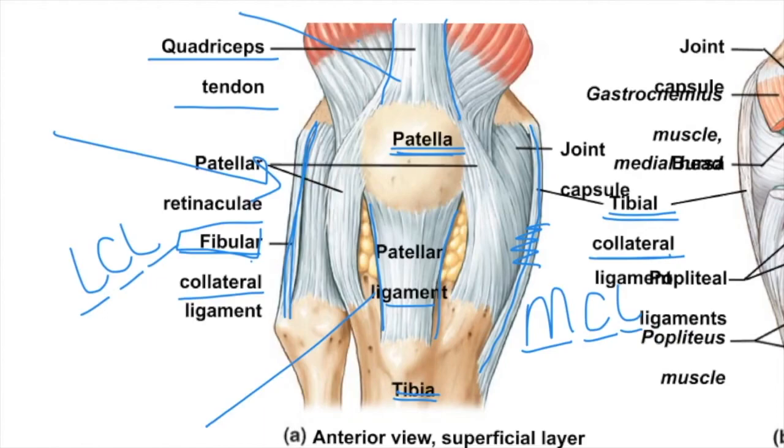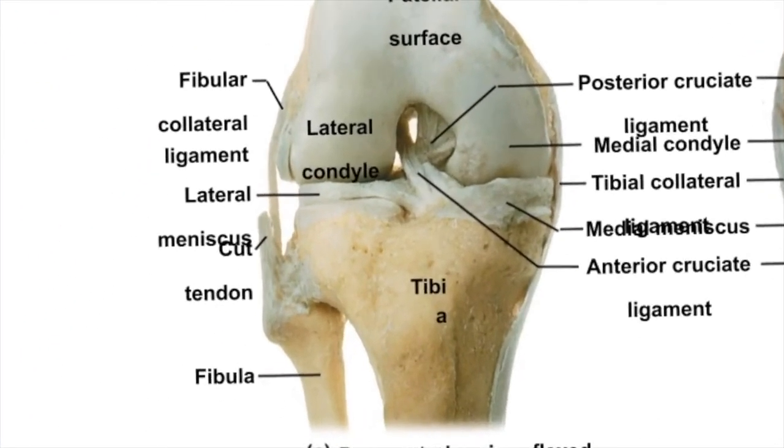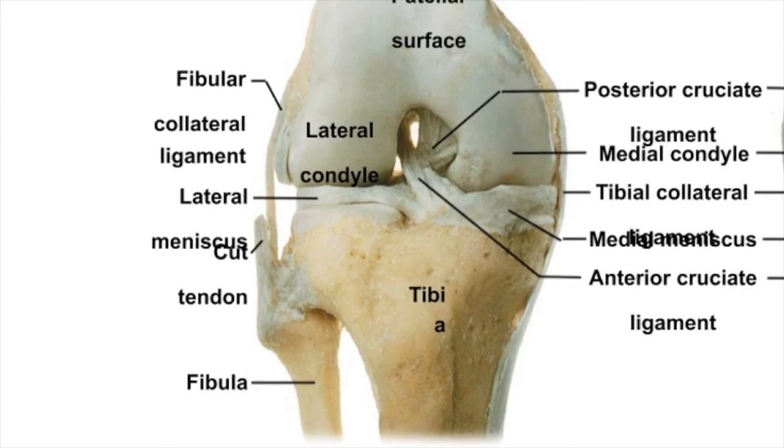Now I do have models too on the knee, so I'll probably be using models. So when we look at this, now we've taken off the patella, so we no longer have the kneecap, and we're looking inside the joint. We can still see there's the LCL right there, and we can see the MCL on this side, but now we're looking into the joint. So first we look at those little pieces of cartilage that are in there that are called the meniscus. So we have two, a lateral and a medial meniscus.